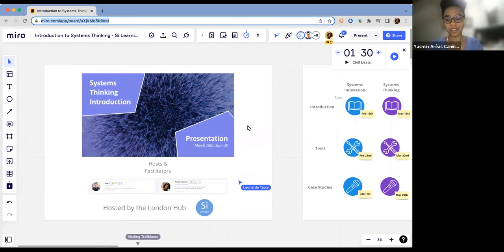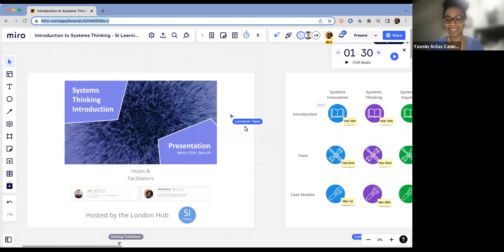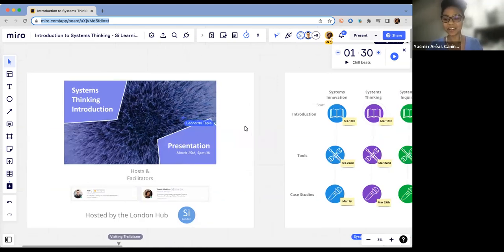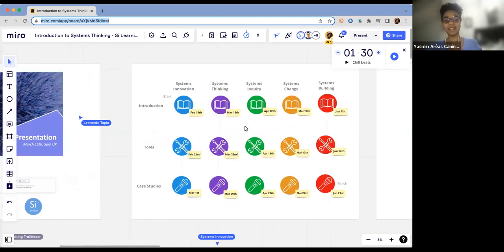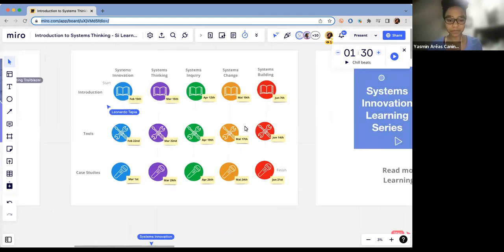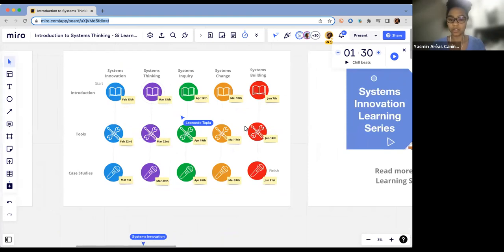Normally, it's always a great session having you here on Wednesdays. This is part of the SI learning series that the London Hub is organizing. And this is the Introduction to Systems Thinking, the second module of this series, where we're going to introduce the topic of systems thinking, giving you some basic fundamental ideas.